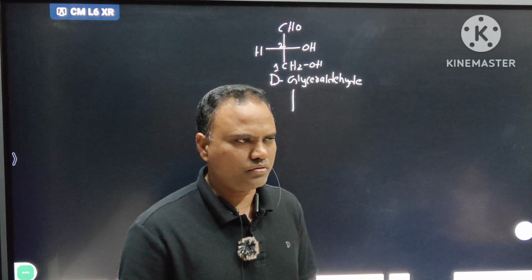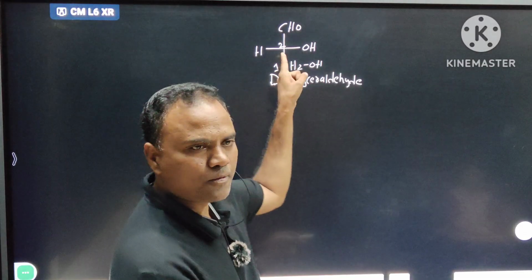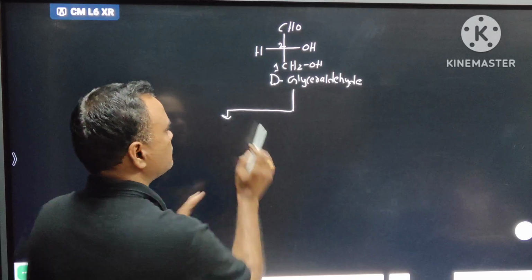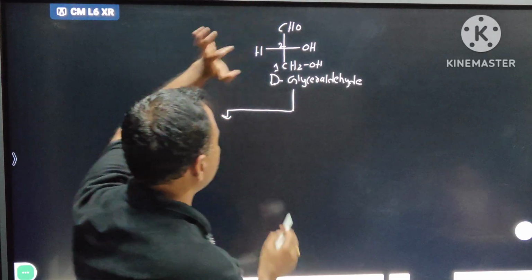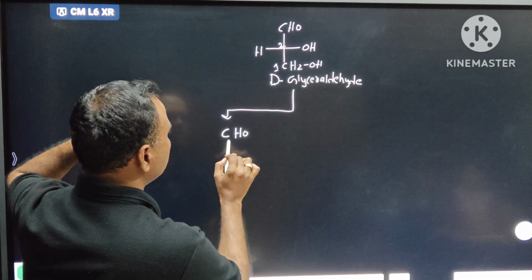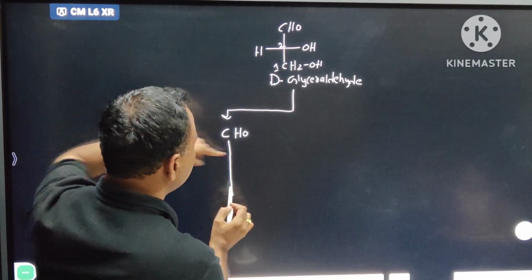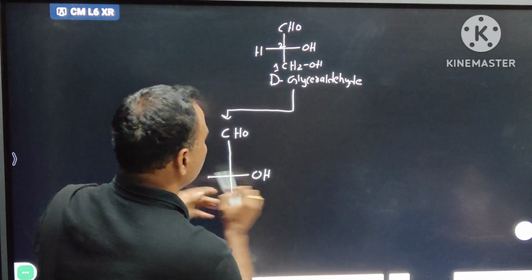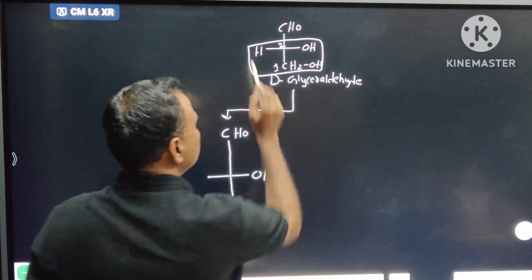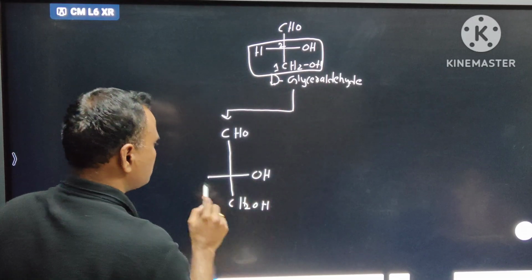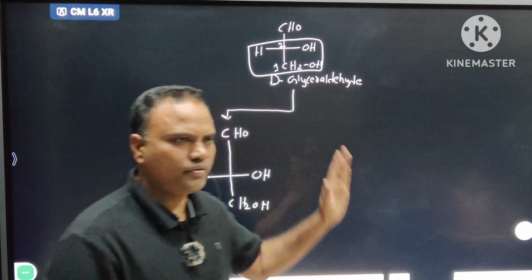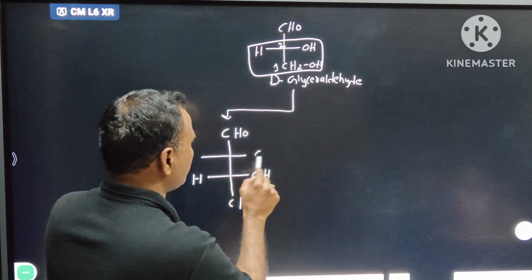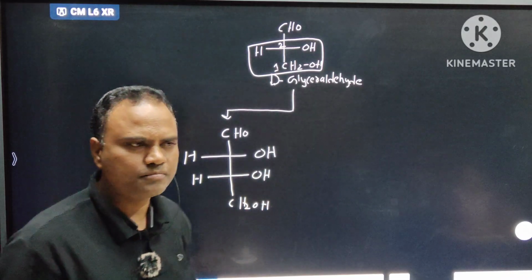D-glyceraldehyde is the basic compound. What is D-glyceraldehyde? CHO, OH on the right side, CH2OH. Go left. Write this structure as it is: CHO, and give one space for one horizontal line and write the second line as it is. The bottom part is as it is. We went left or right? We went left. Keep OH on the right side.